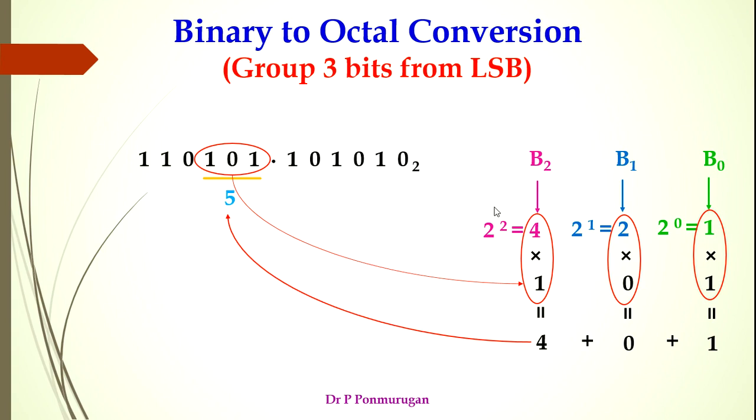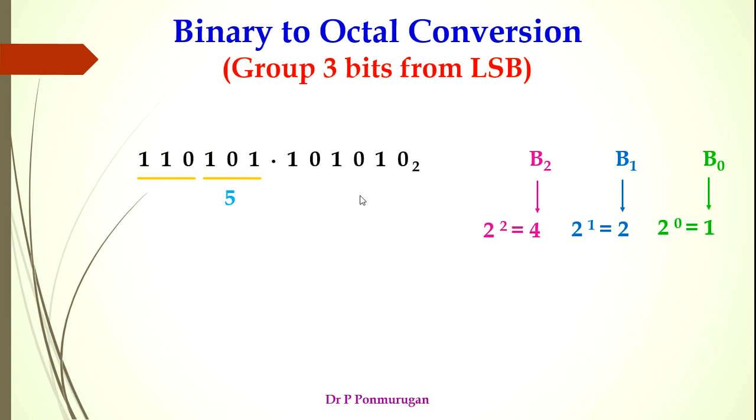Next, to simplify this process, we will use the positional values as the 4-2-1 code. For the next group of bits we can take the 4-2-1 code, and here it is 0, so 1 into 0 is 0, and 1 into 2 is 2, and 1 into 4 is 4. So 4 plus 2 is 6.